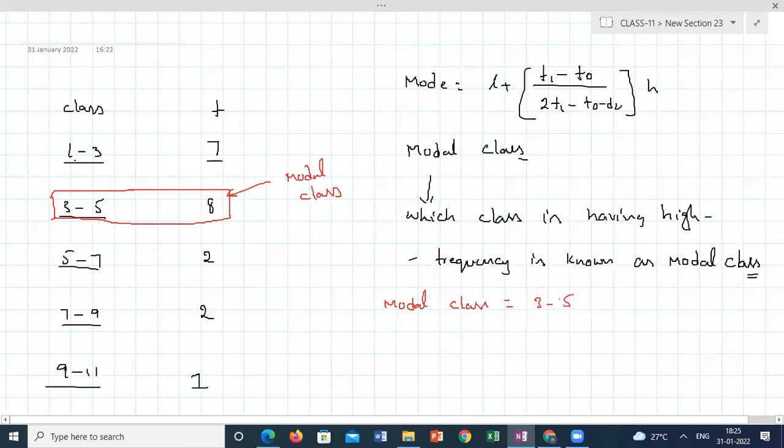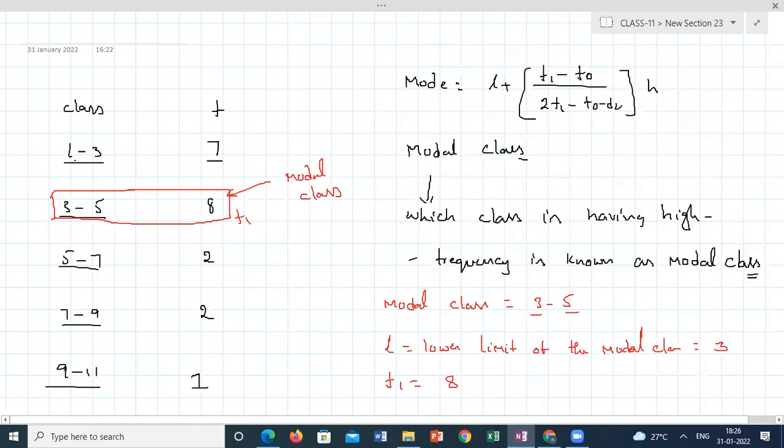So automatically you will get all the data. What is the L value here? L is the lower limit of the modal class. It is 3. 3 is the lower limit, 5 is the upper limit. F1 is the frequency of the modal class, 8. This is my F1.